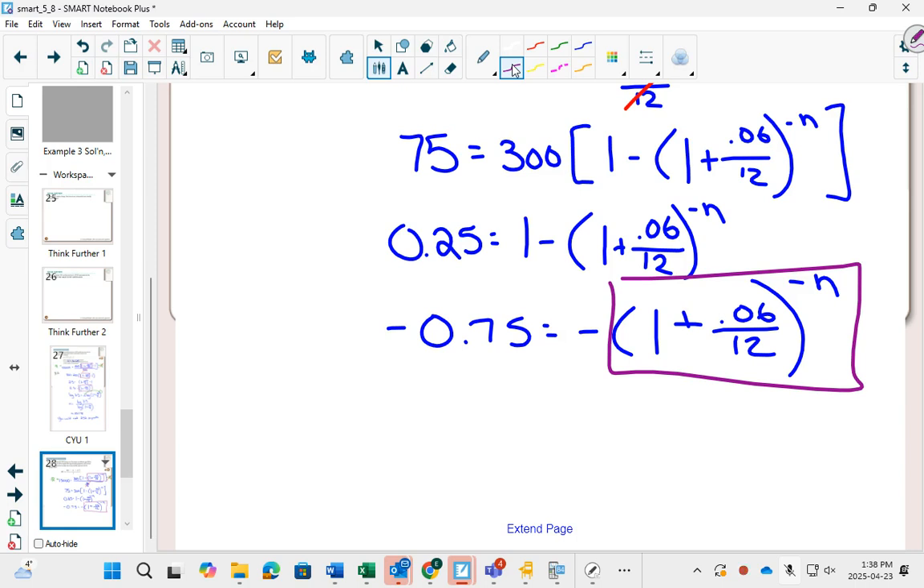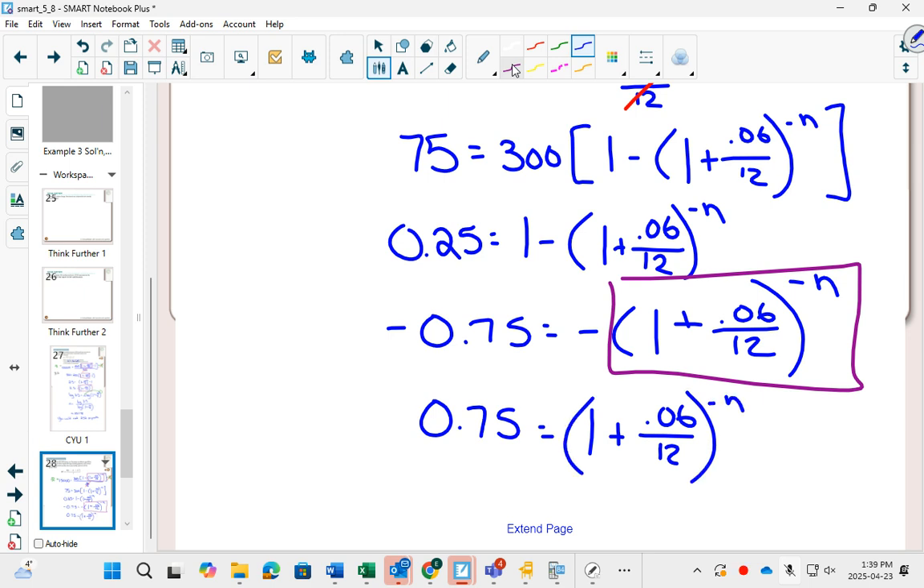I also find students take the log of both sides right now, early, before they should. Can you take the log of a negative number? No. You can't take the logarithm of a negative number. So I need to move this negative over by multiplying or dividing by a negative 1, and now I would get positive 0.75, and now I have this power with the negative exponent by itself.